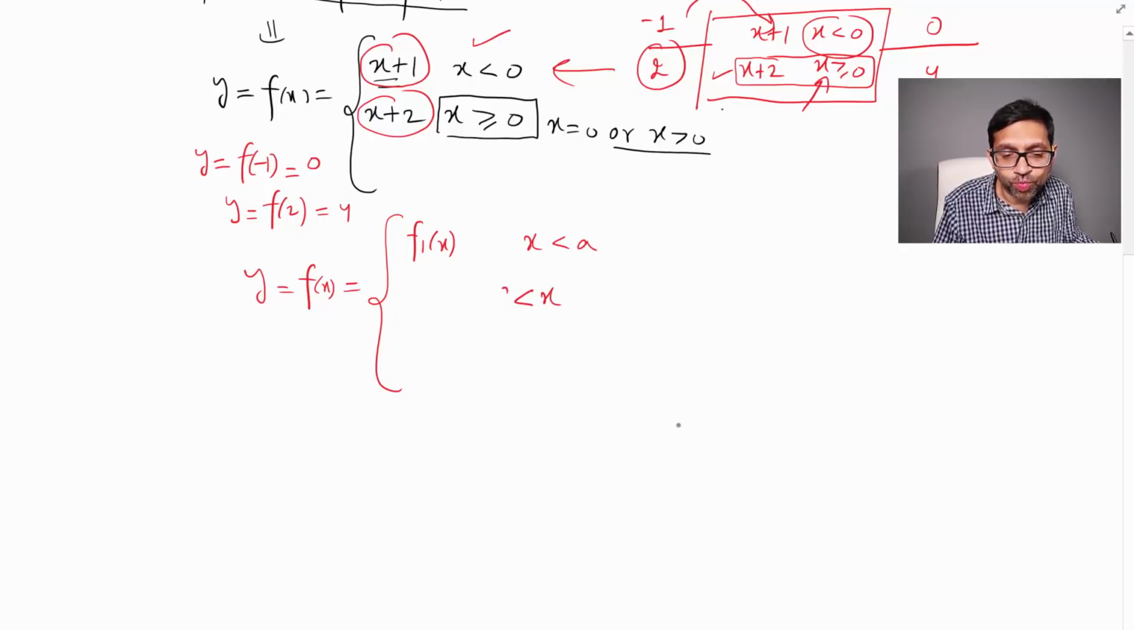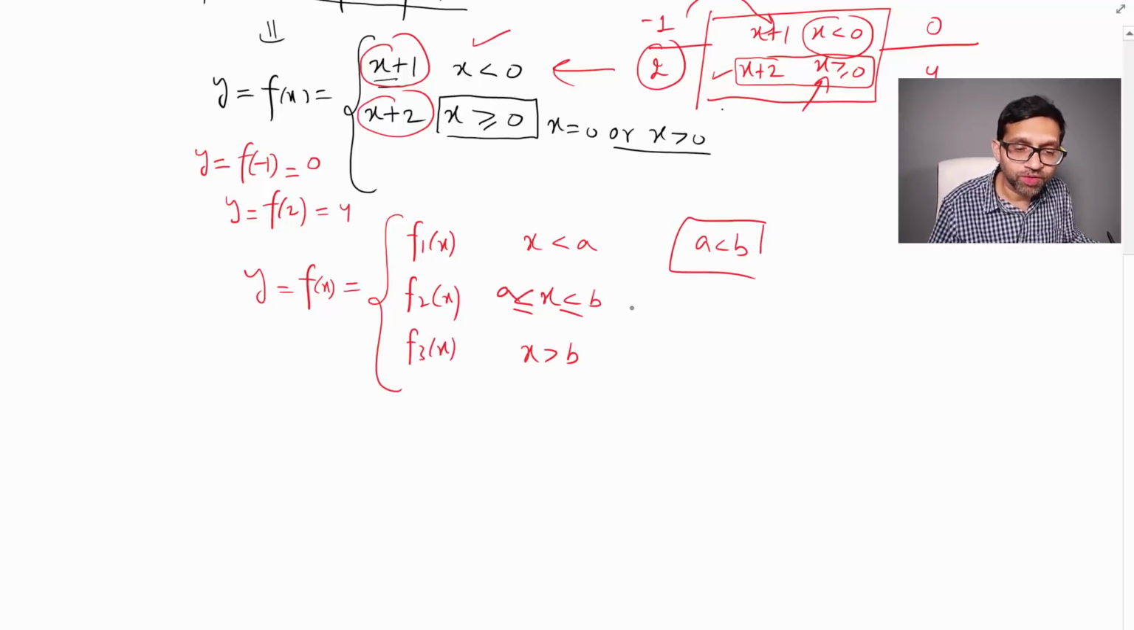If I say x is more than a but less than b, as well as equal to a and equal to b, I have to use this f2 definition. So I'm assuming a is less than b. And then if it is more than b, I have to use f3 of x. So I've taken a general case where there are 3 pieces in the function, not just 2 pieces but 3 pieces. If there is only 1 piece, then it is a simple function. If there are more than 1 piece, then we say it's a compound function, right?